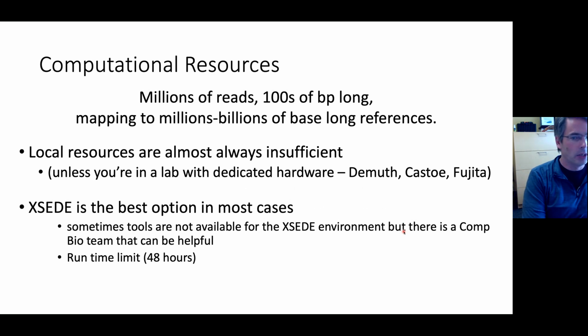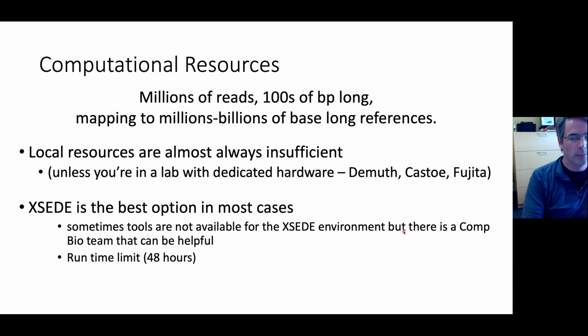Big time computational resources are needed for these kinds of analyses. You're talking about having millions, potentially billions of reads that are hundreds of base pairs long, and you want to map those, find out where they belong in a genome that is millions or billions of base pairs long. So that is a lot of comparisons to make. The local resources, like on your laptop or in your lab desktop computer, are almost always insufficient. Not saying you can't do it. You can do it.